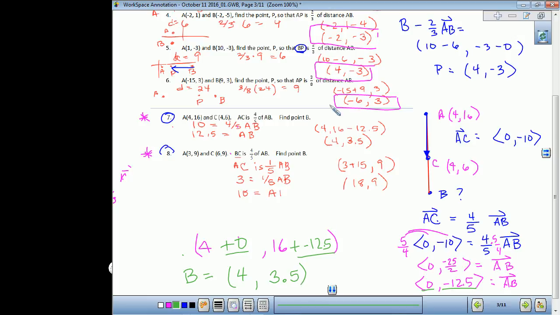Now, I want you to try number 8, but before I let you start, I gave you BC here and AB here. So think about if this is 4/5, what is the other? 1/5. Okay, start it. You try number 8.